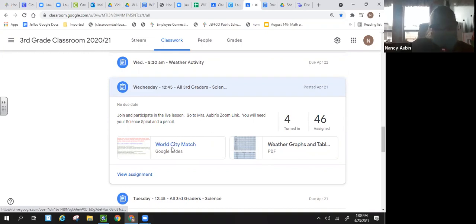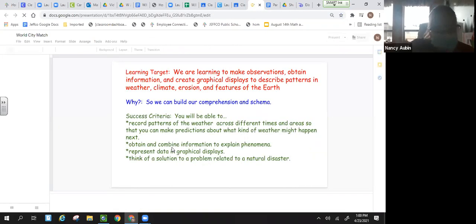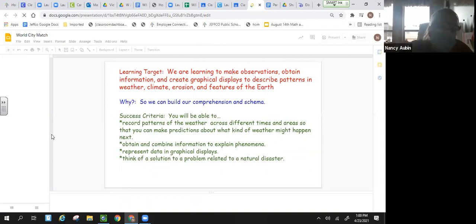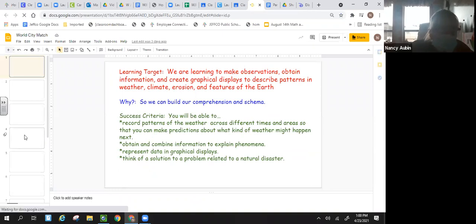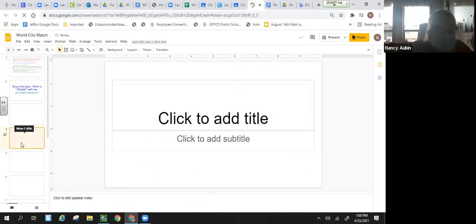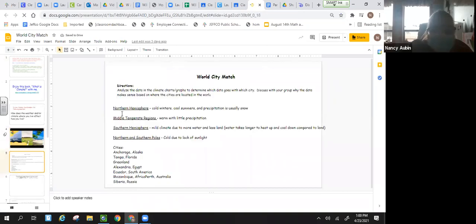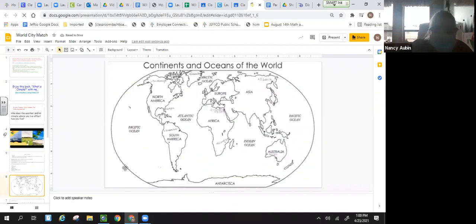But on the Google slide, we looked at 2 examples for our world map. It's called World City Map Match. That's what we're gonna do. We're gonna match it up. The ones that we looked at, here we go. We had to decide where in the world those temperatures and precipitation totals are coming from. We found that one of them was Tampa, Florida. Do you guys remember doing this now?